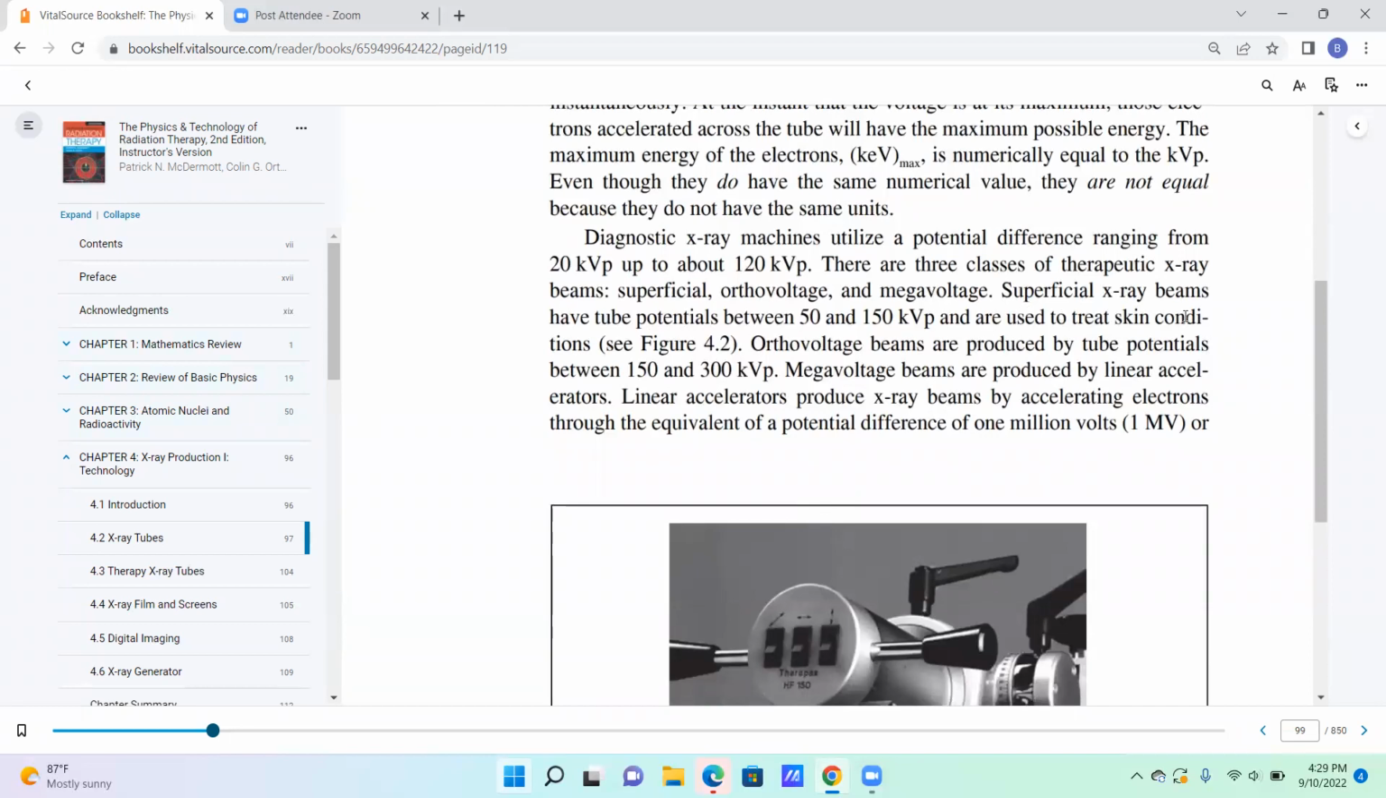And there are three classes of therapeutic X-ray beams. In other words, if you're dealing with photons of this energy, there are going to be three different types of beams. You've got superficial, orthovoltage, and megavoltage. Superficial X-ray beams have potentials between 50 and 150 kVp, and they won't penetrate the skin very much. Orthovoltage beams are produced by potentials between 150 and 300 kVp, and megavoltage beams are produced by linear accelerators, and we'll get into that.